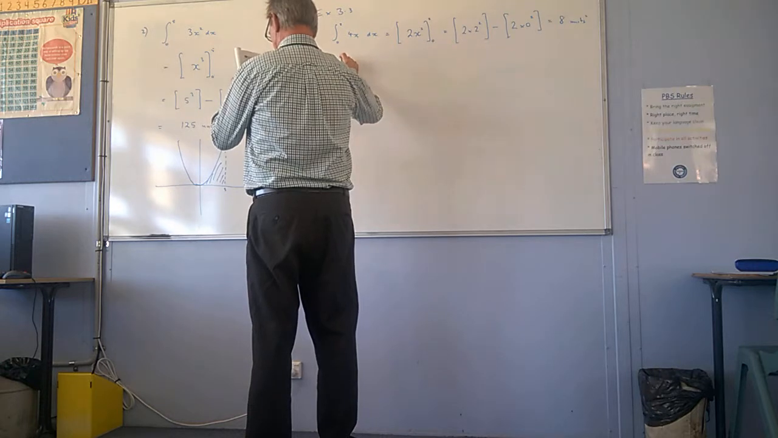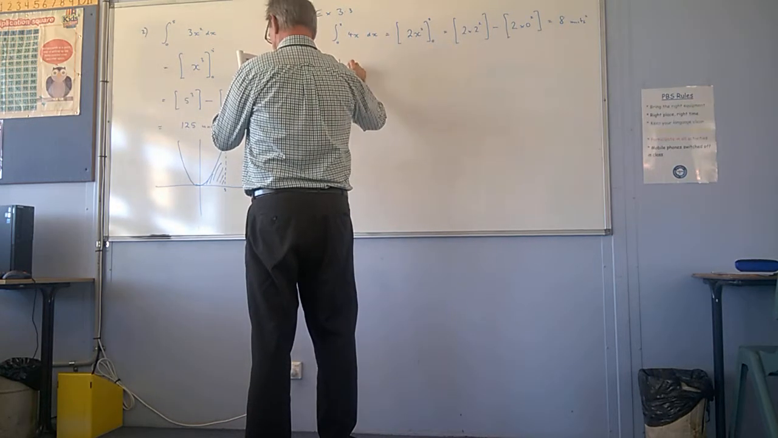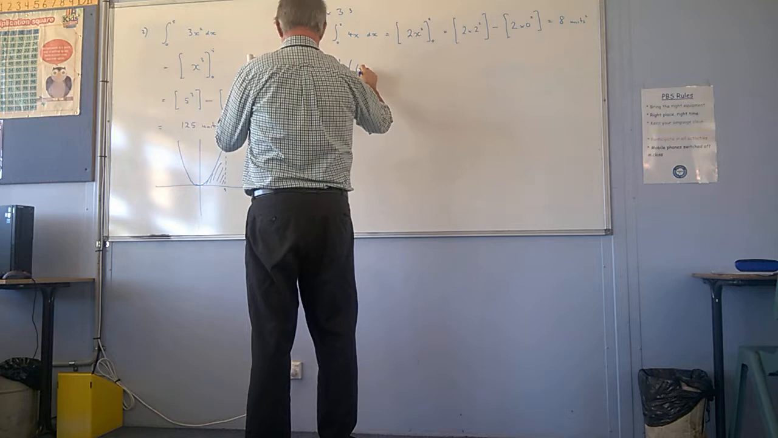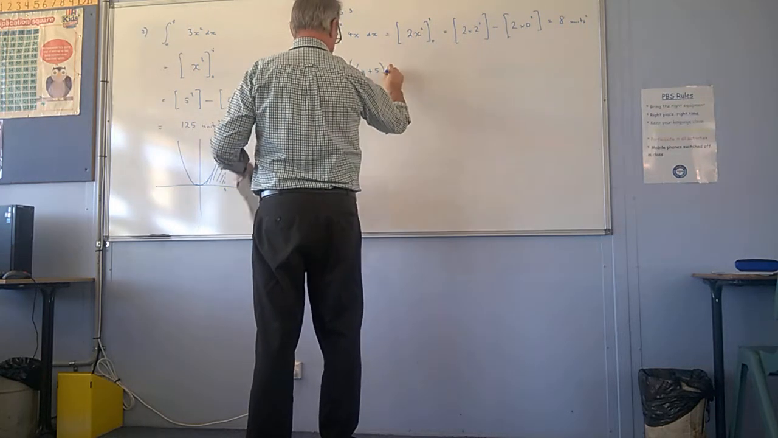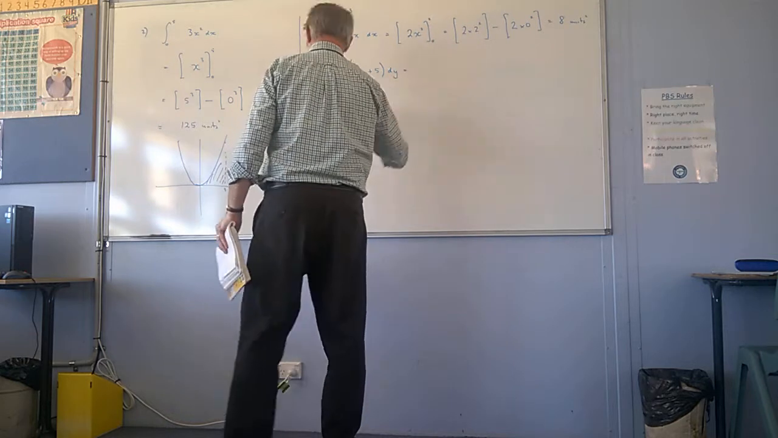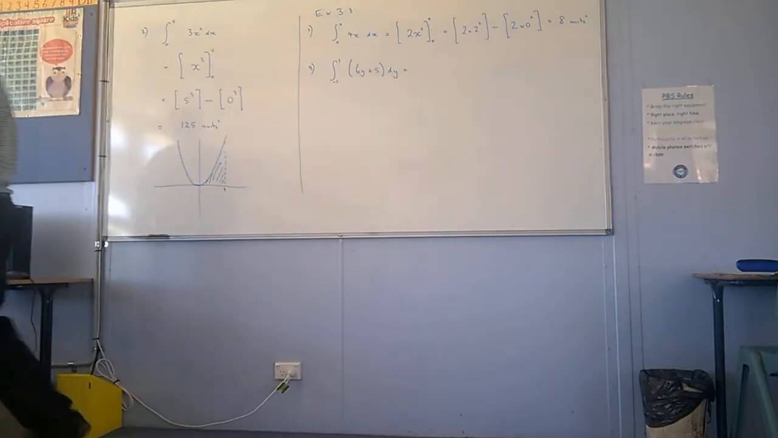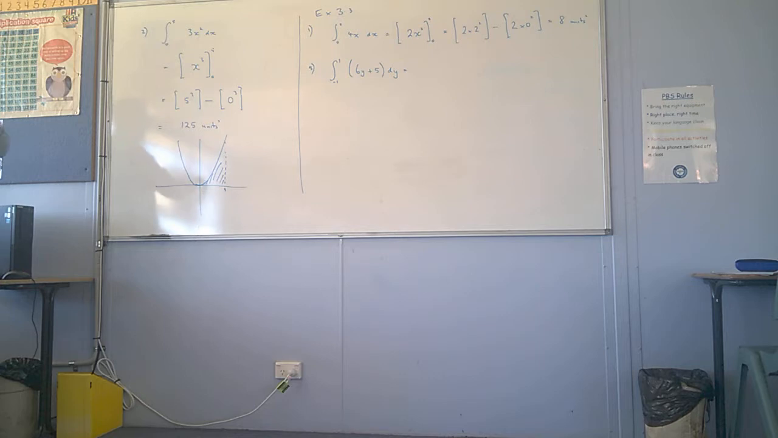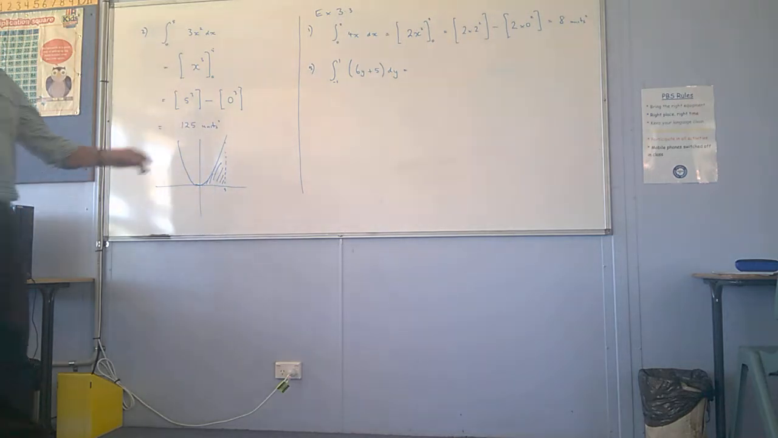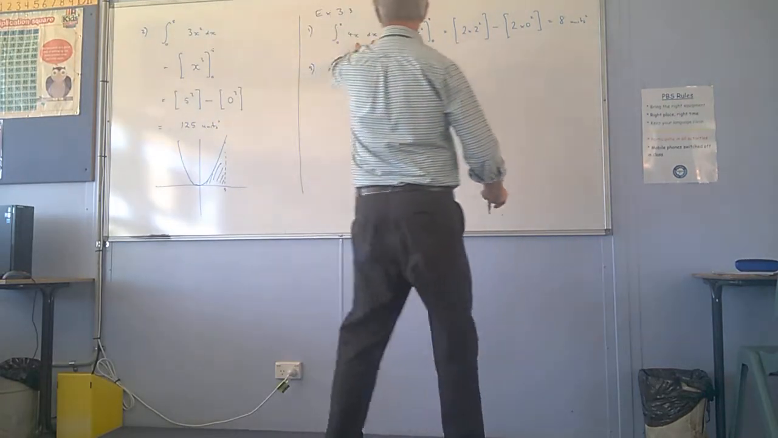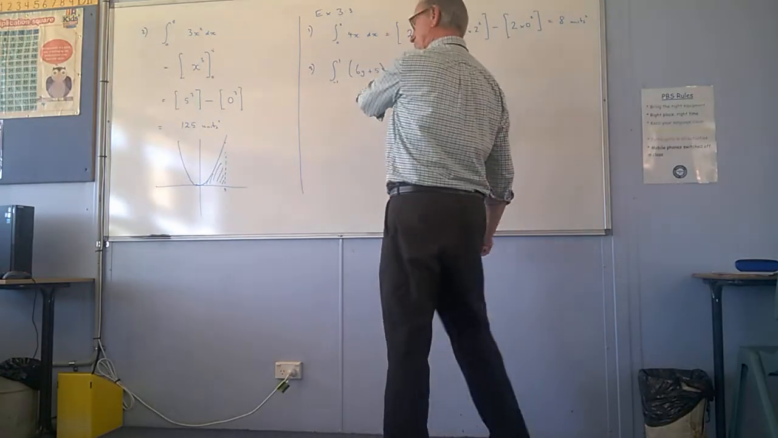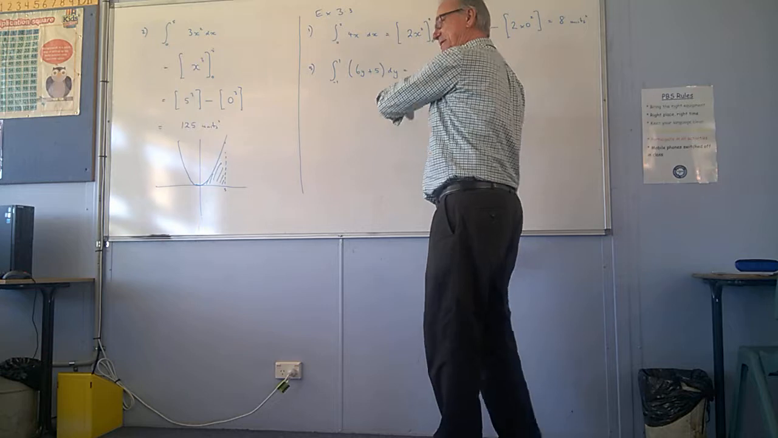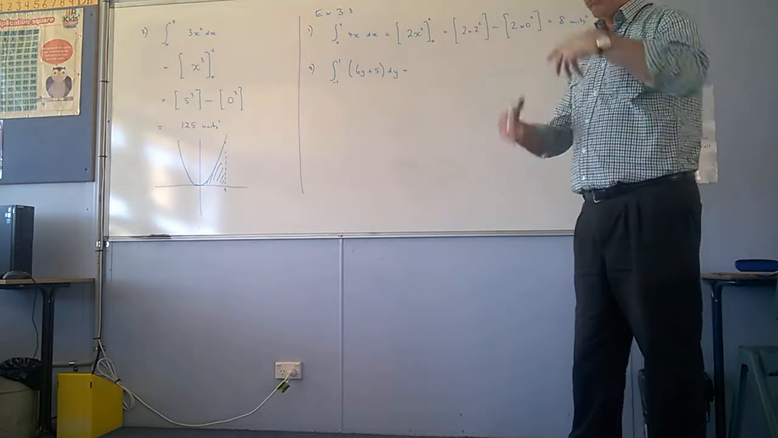The integral from -1 to 1 of 6y plus 5 dy. Now, do you notice it really doesn't matter whether there's an x or a y in there, because this is saying the integral with respect to x, and this is saying the integral with respect to y. It makes no difference to the working out.